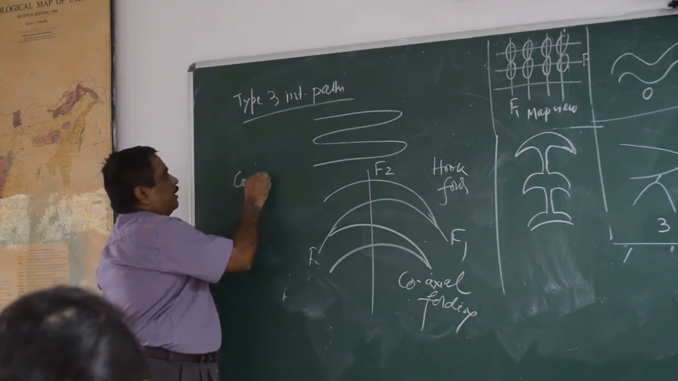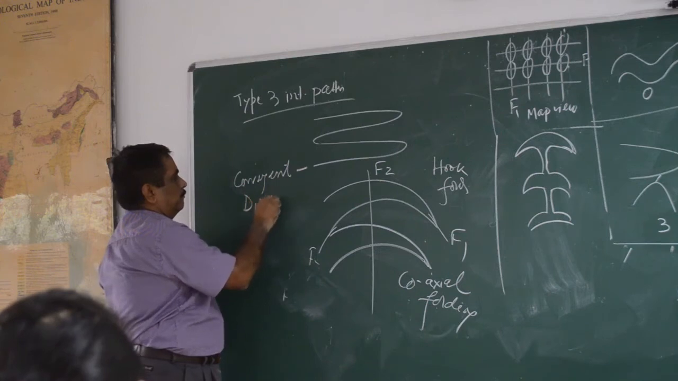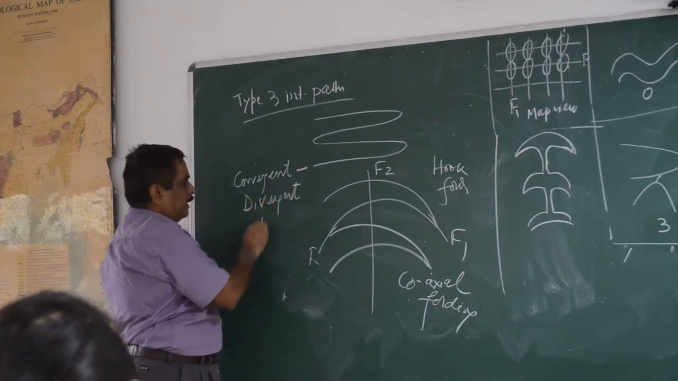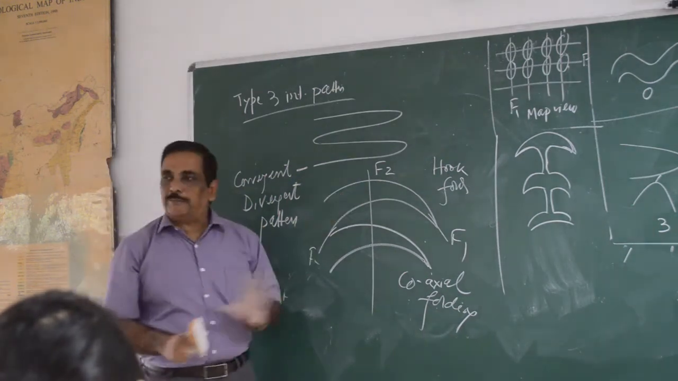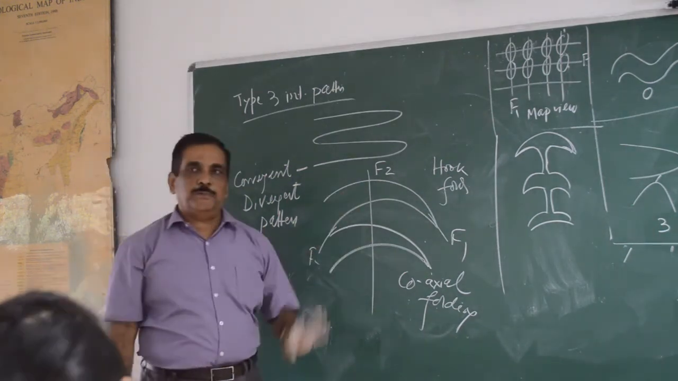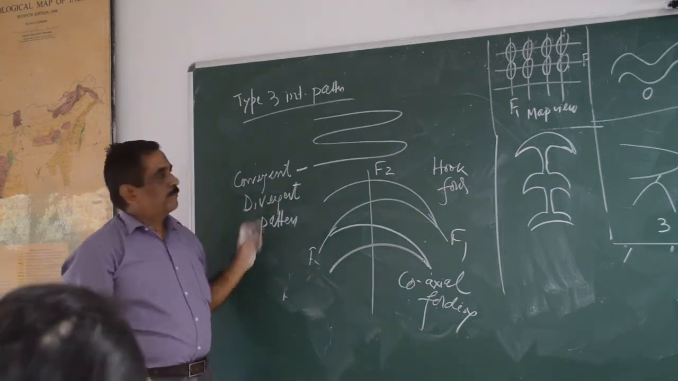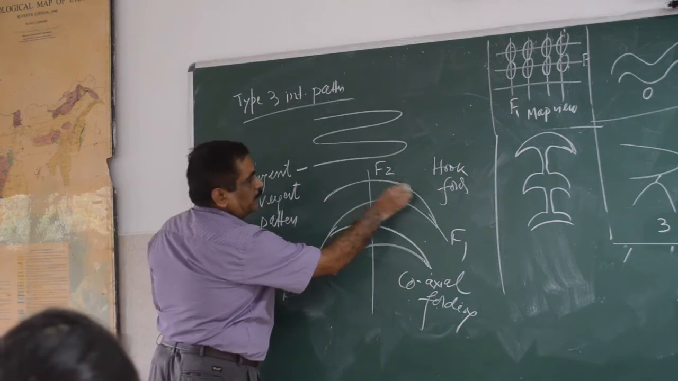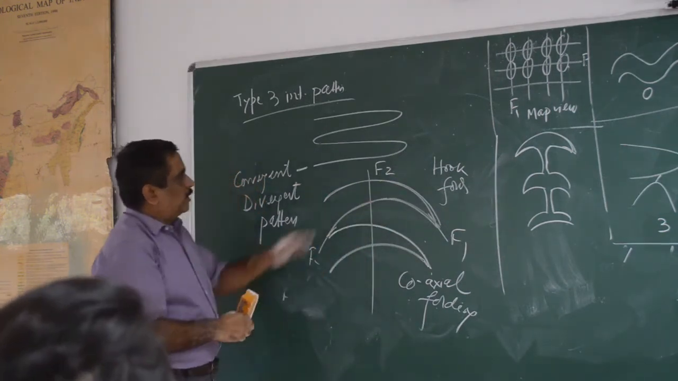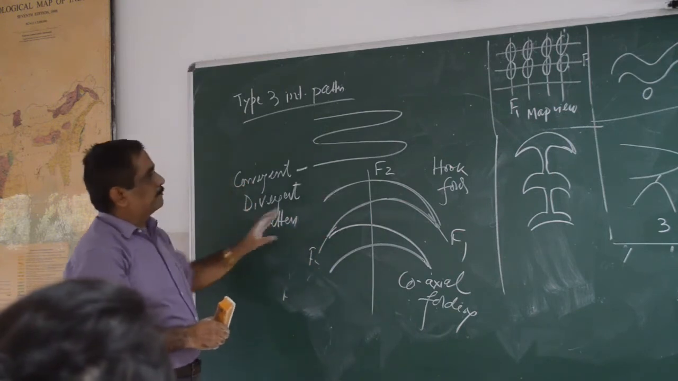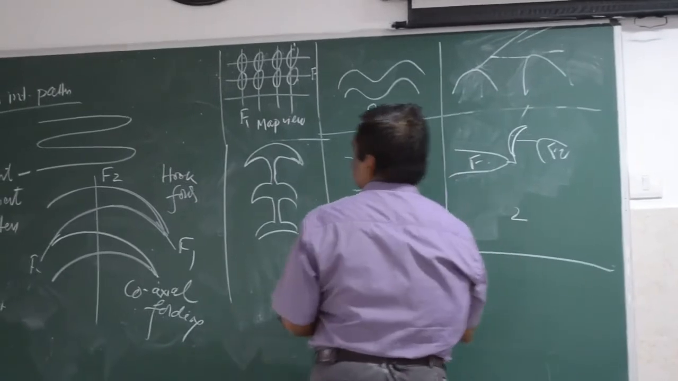Convergent divergent pattern. These are different names of this interference pattern. You should know which way the F1 and F2 are existing, then the drawing will be very clear. Why is it called a convergent and divergent pattern? You see, it is converging this way, again converging this side. That is why it is called a converging and diverging pattern. But this is a crescent pattern.